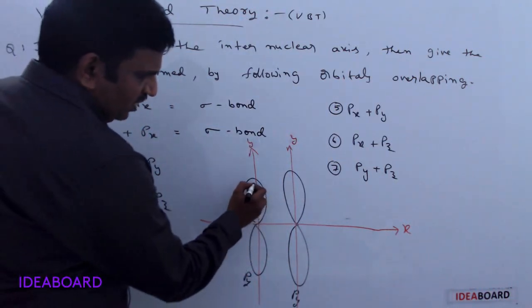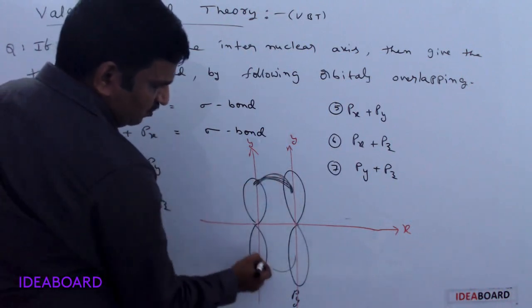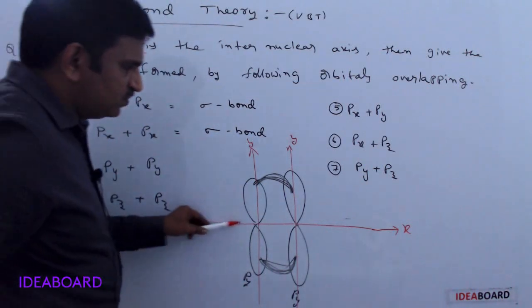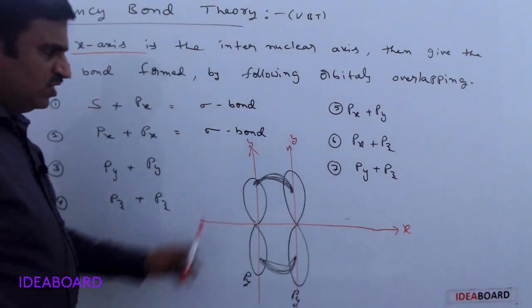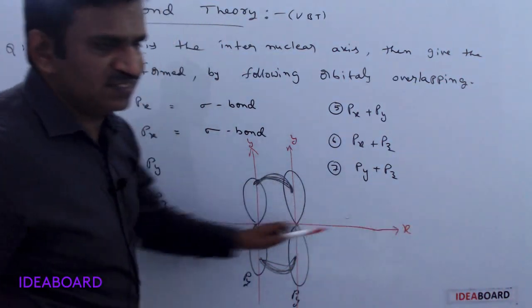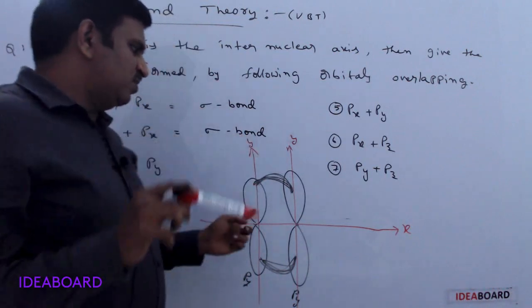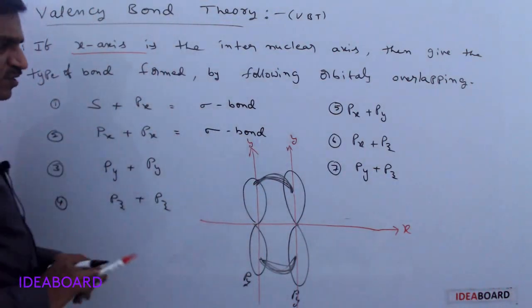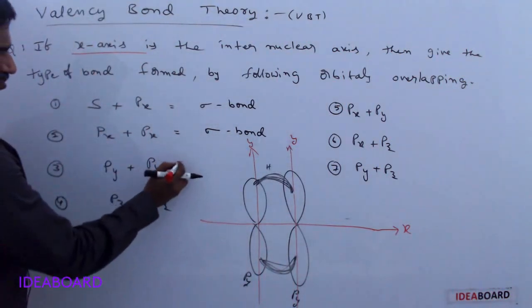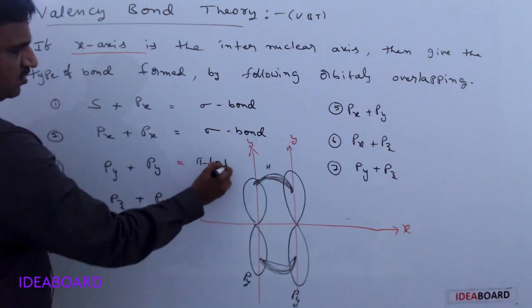And in this, if the overlapping occurs, what happens? Sidewise overlapping or linear overlapping? Is axial overlapping possible? No, because the lobes are not in the axis. They are perpendicular to the internuclear axis, above and below the internuclear axis. So what type of bond is possible? Pi bond. So here we are getting a pi bond.